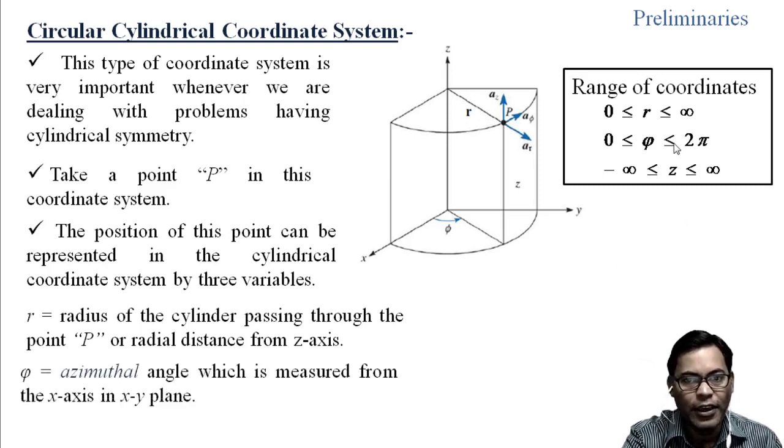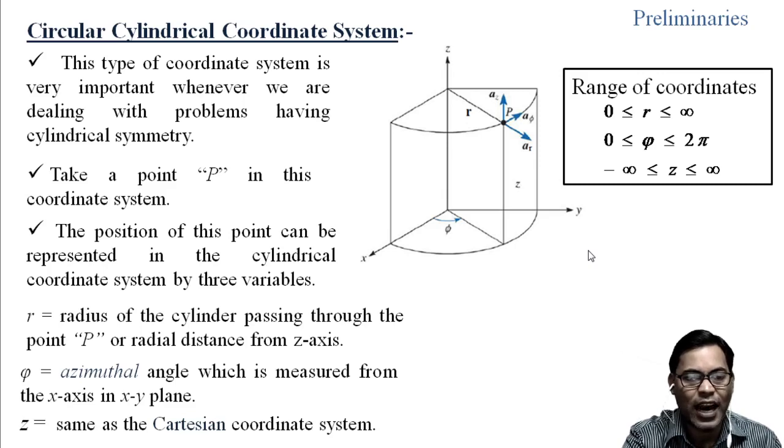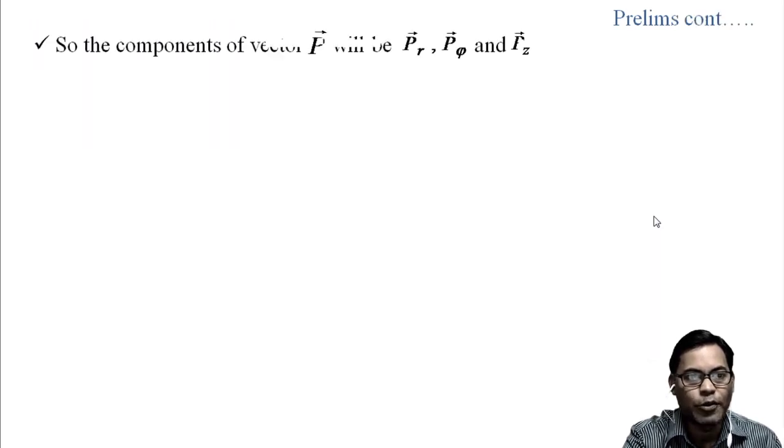Next is phi. Phi is called the azimuthal angle, and phi must be measured from the x axis on the xy plane. Here phi is the azimuthal angle, and z is the same as in the Cartesian coordinate system. So if we have these three coordinate axes, that is r, phi, and z, then it will be easier to describe any distance vector or position vector in this cylindrical coordinate system, which we will see here.